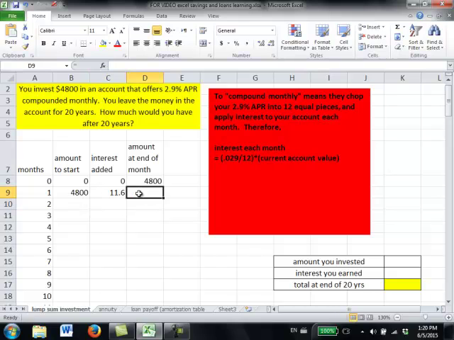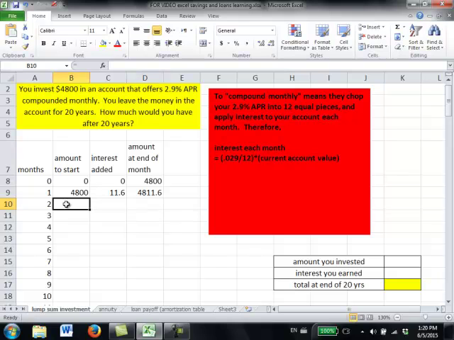So now the amount at the end of the month, well, it will equal the amount I had at the beginning of the month. So that's what's in cell B9 plus the interest they added, what's in cell C9. So this cell will equal cell B9 plus cell C9. They add them up, and now the amount I have in my account is $4,811.60.